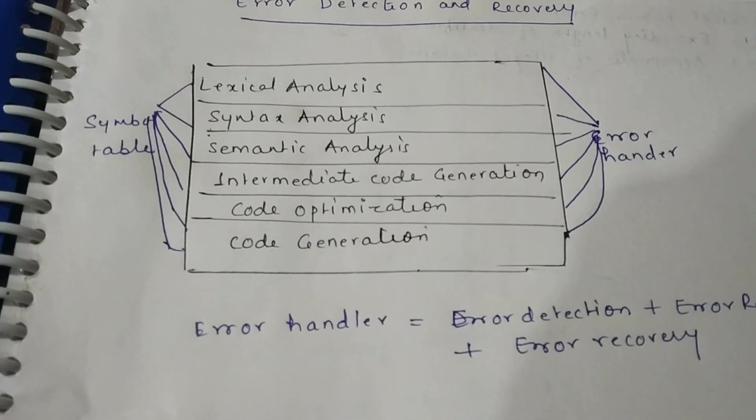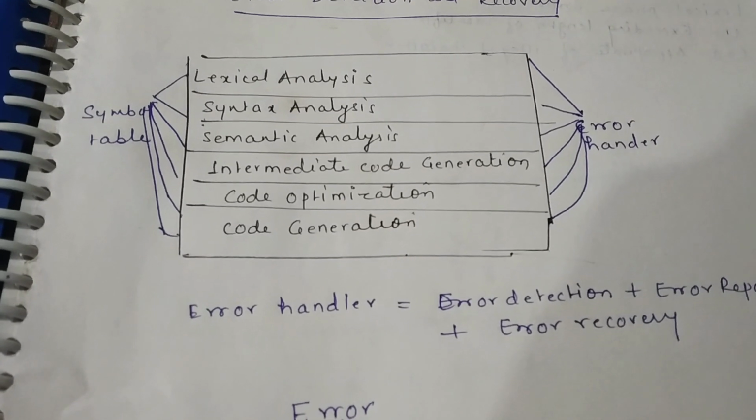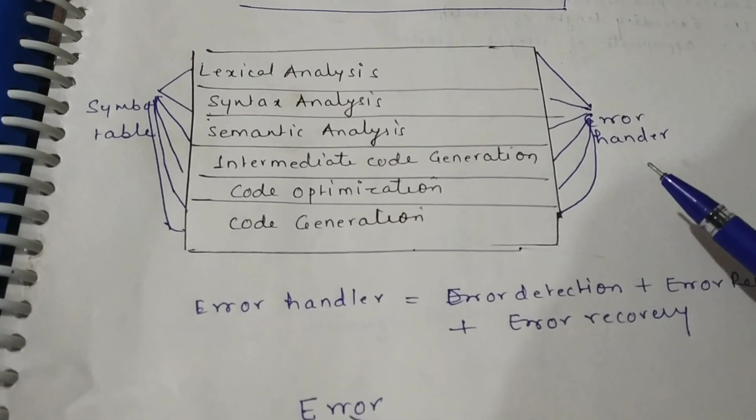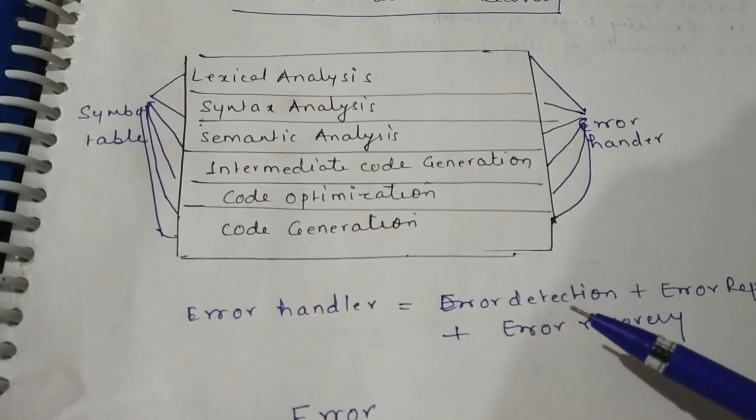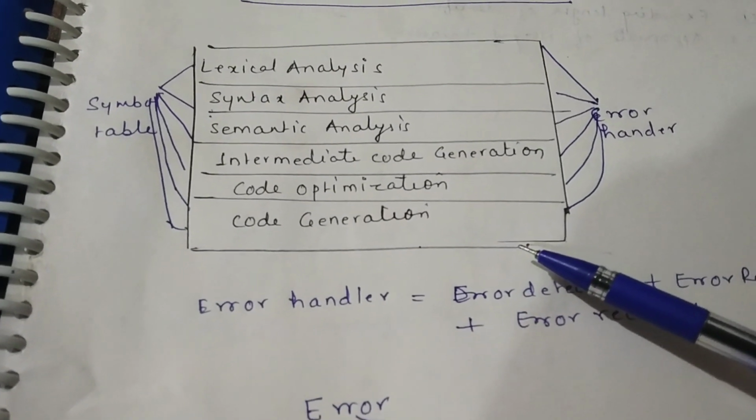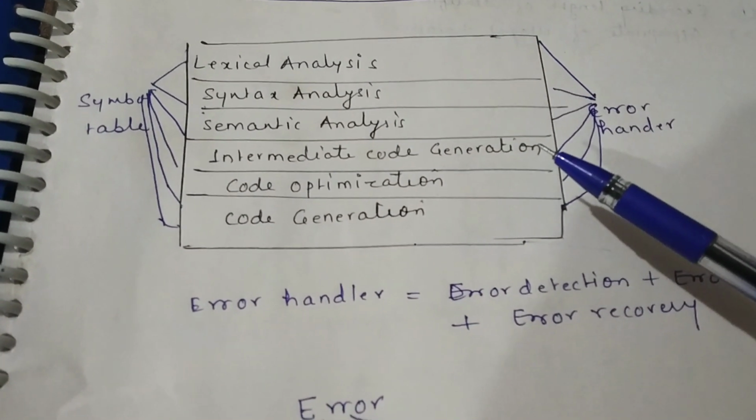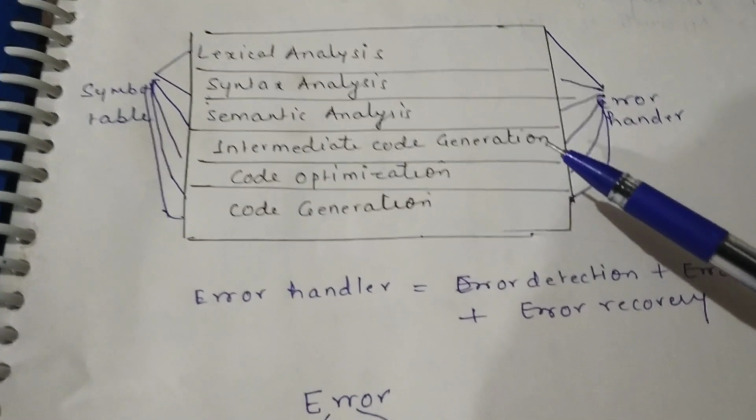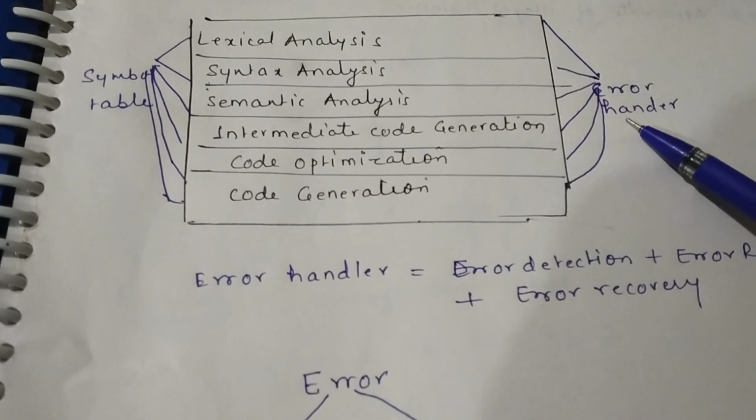Basically, only the 3 phases show the error: lexical analysis, syntax analysis, and semantic analysis phase. At the same time, the error handler does its work. Now the question is, if the above 3 phases identify the error, then why is the error handler connected to the below 3 phases? The answer is, if the above 3 phases are not able to identify the error due to some ambiguity issue, then the below 3 phases identify that error and report to the error handler.